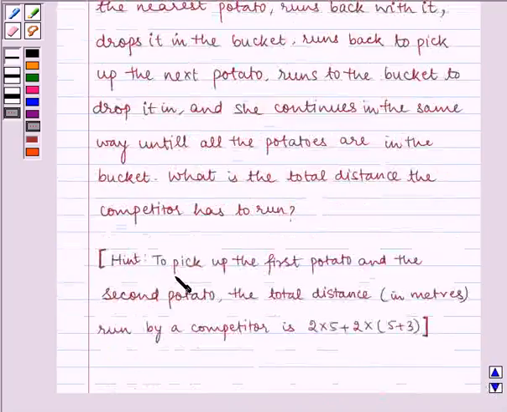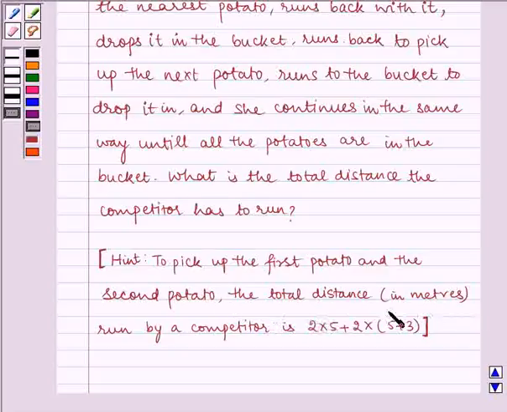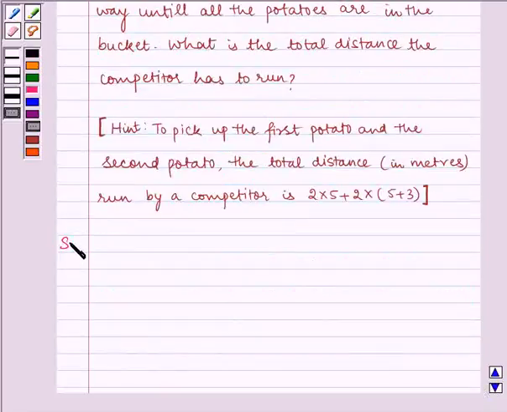Hint: to pick up the first potato and the second potato, the total distance in meters run by a competitor is 2 multiplied by 5 plus 2 multiplied by 5 plus 3. Now let us proceed on to the solution.